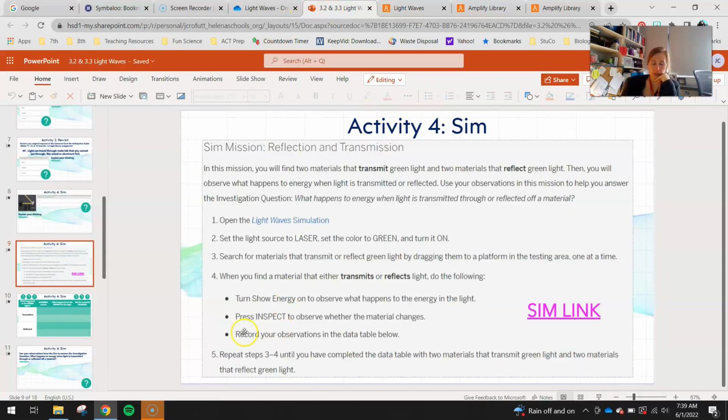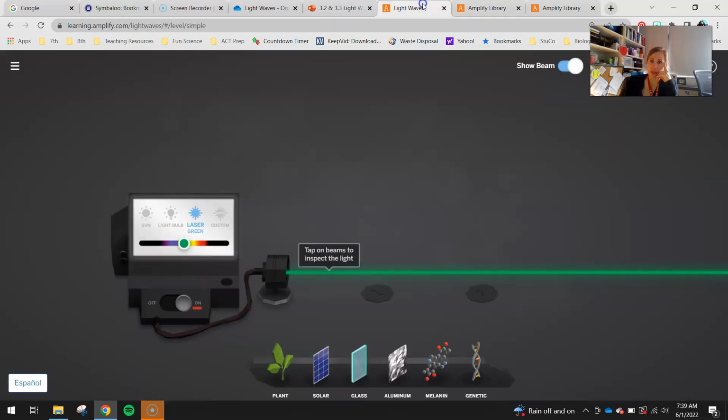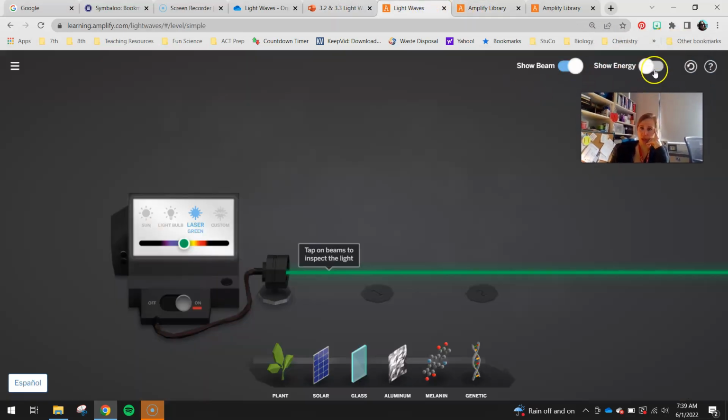So let's read through the rest of the instructions. Search for materials that transmit or reflect green light by dragging them to the platform in the testing area, one at a time. When you find a material that either transmits or reflects the light, do the following. Turn show energy on to observe what happens to the energy in the light. So you'll click the little show energy toggle to see what happens to the energy of the light.